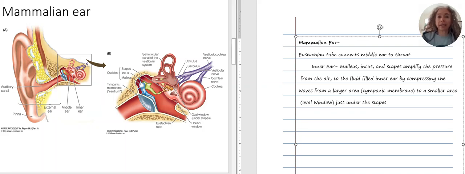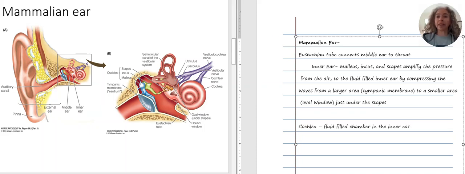Because the fluid does not compress like air does, the malleus, incus, and stapes amplify the pressure from the air to the fluid-filled inner ear by compressing the waves from a larger area like the tympanic membrane to a smaller area like the oval window, which is just under the stapes.